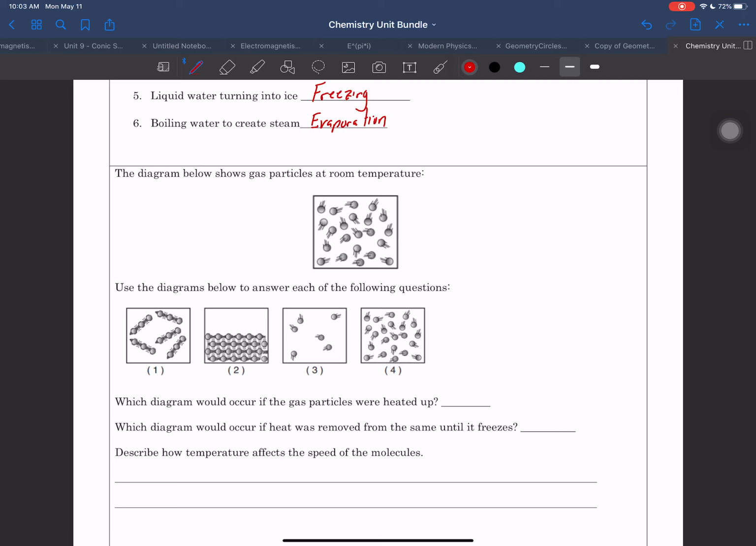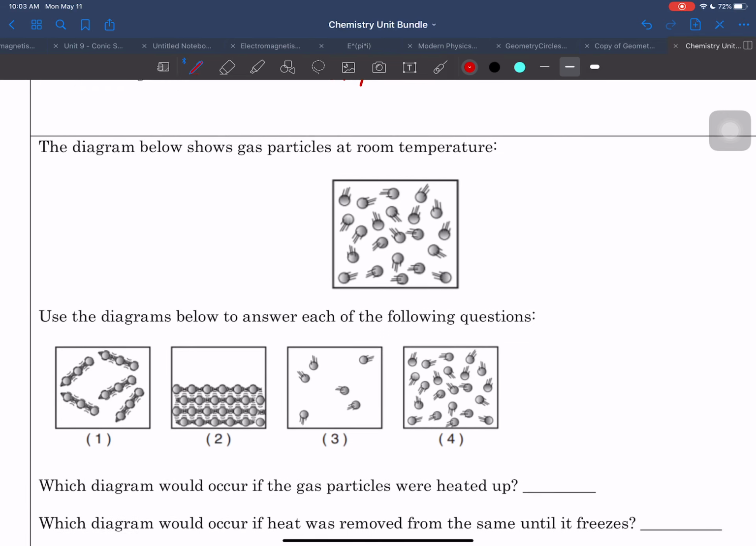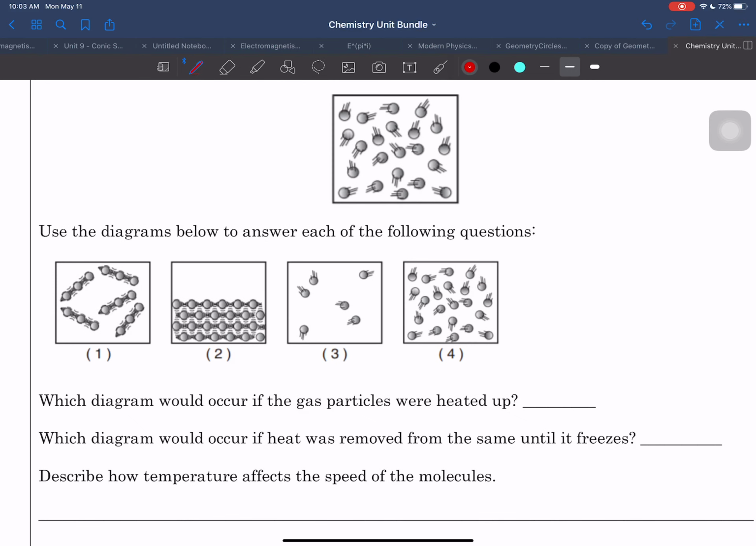All right, the next section. The diagram below shows gas particles at room temperature. Use the diagram below to answer each of the following questions. Which diagram would occur if the gas particles were heated up? There's one that's not very good, which is choice 1. Choice 1 is pretty bad because now it looks like these molecules are bonded together. And when they bond together, that means a chemical reaction is occurring. So it is unlikely going to be number 1. We're kind of just looking at what's going to happen. They're going to move faster and they're going to spread out.